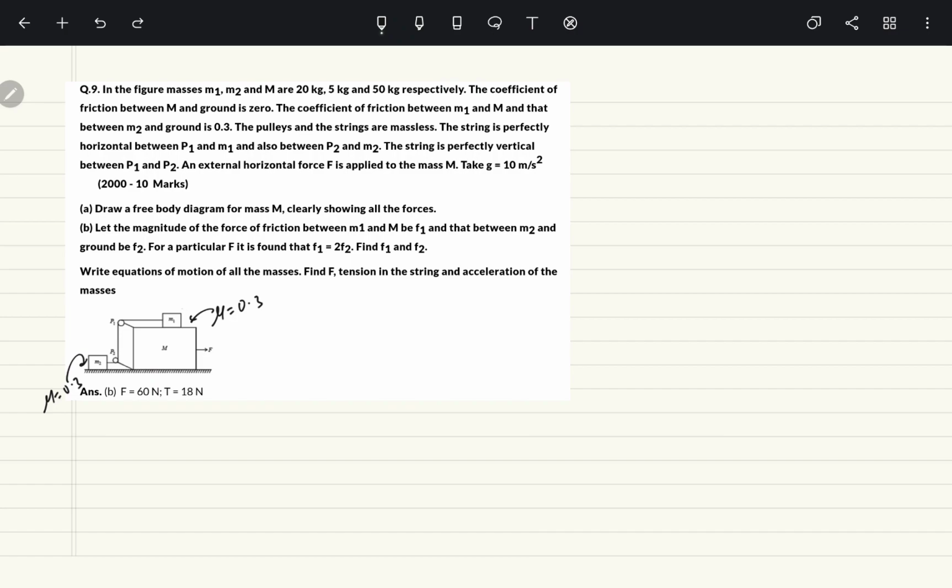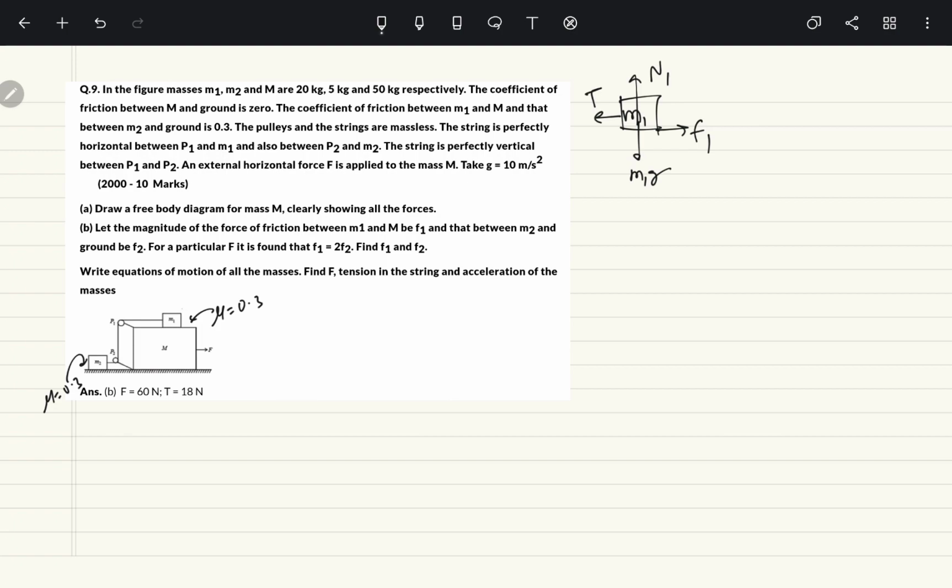So draw the FBD for M, clearly showing all the forces. Let's draw the FBD, starting with the m1 block. It has a tendency to move to the left, so the friction will be on the right-hand side. Let's assume that is F1. There's a normal on m1, and there's m1g.